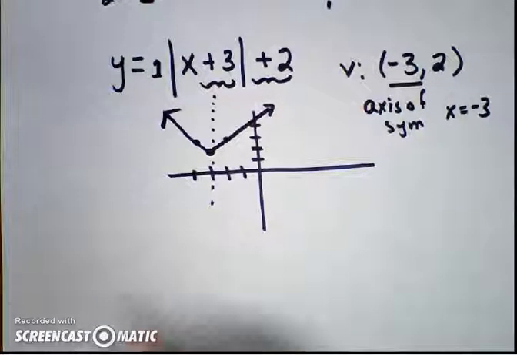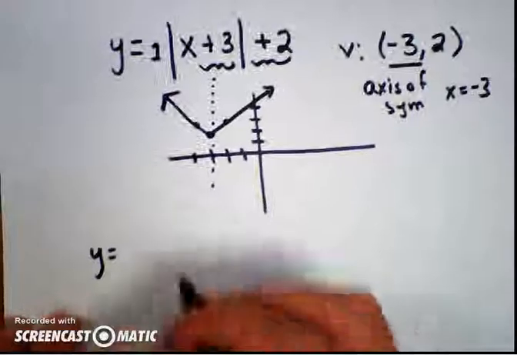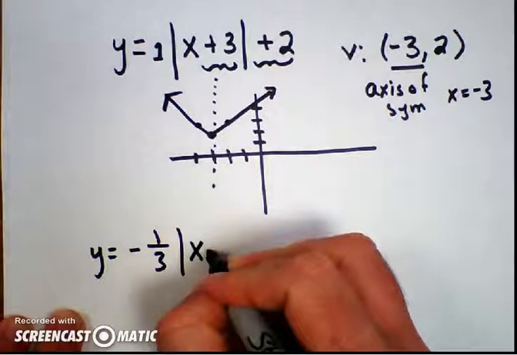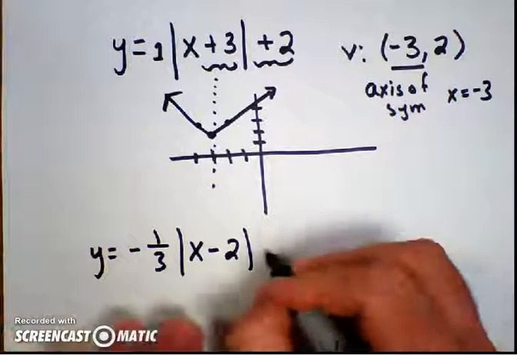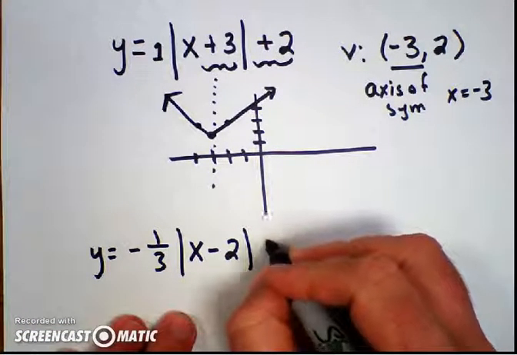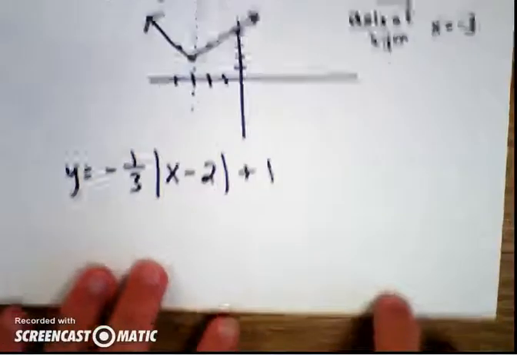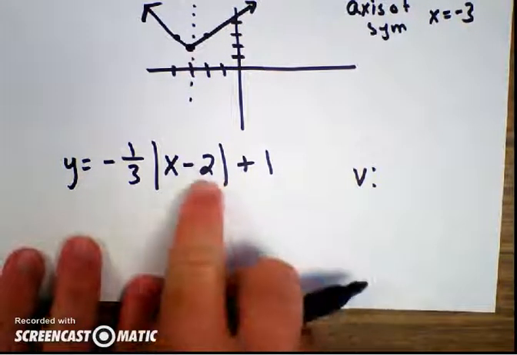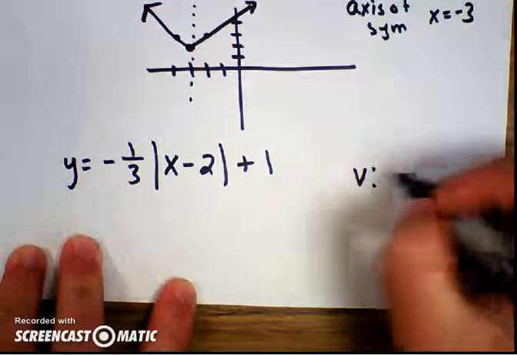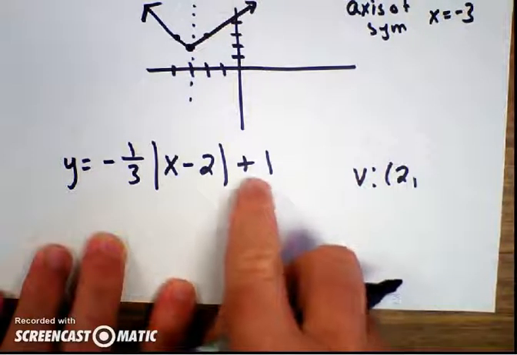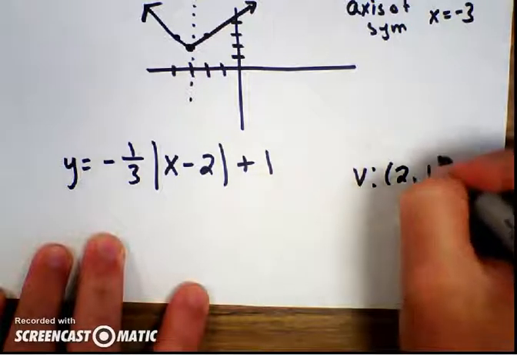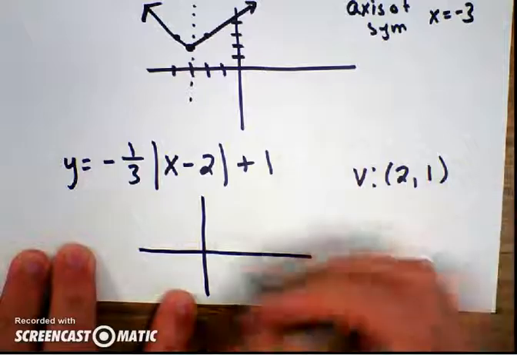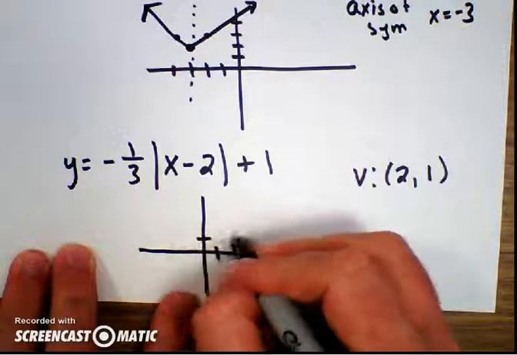Okay, so let's do one that's a little bit tougher. Let's do y equals -1/3, and then x minus 2 plus 1. Okay, so the vertex is no longer at 0, 0. Now it's at the opposite of this number, which is at positive 2. And then whatever this number is, which in this case is a positive 1. So my vertex is at the point 2, 1, which is right here.